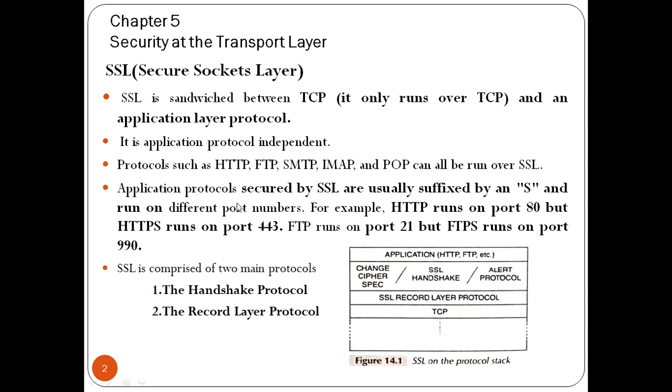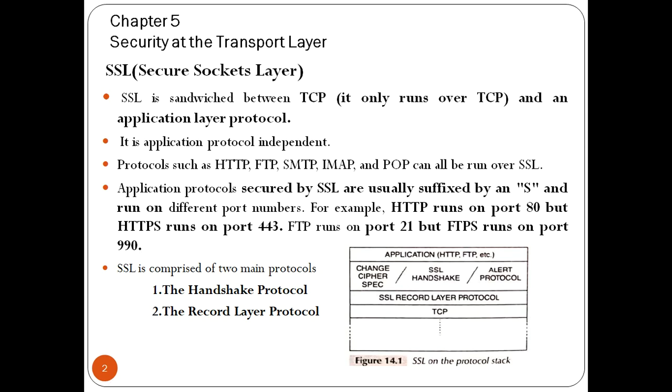Now, application layer protocols which are secured by Secure Socket Layer are usually suffixed by S and run on different port numbers. For example, HTTP runs on a well-known port, 80, but HTTPS, that is HTTP with security with respect to the SSL protocol, runs on port number 443. Similarly, FTP runs on the well-known port number 21, but File Transfer Protocol with SSL enabled runs on port number 990. So this is a little introduction to Secure Socket Layer.